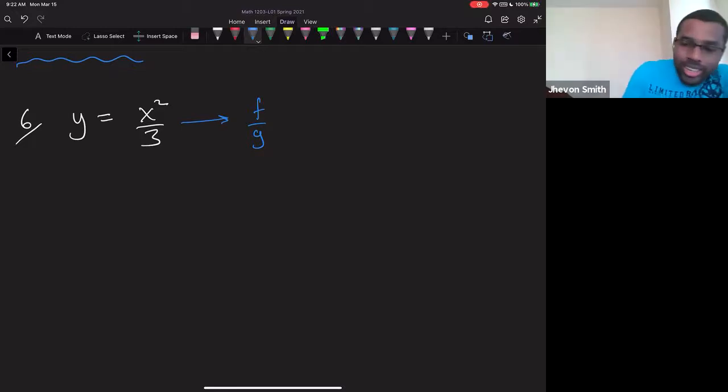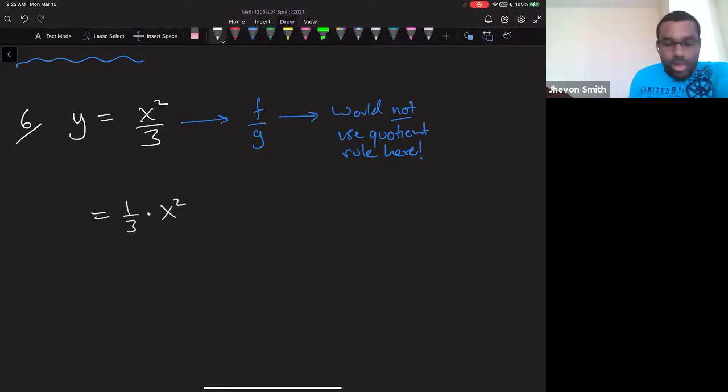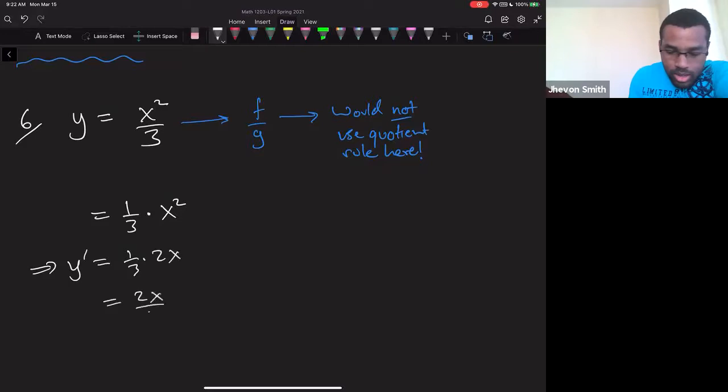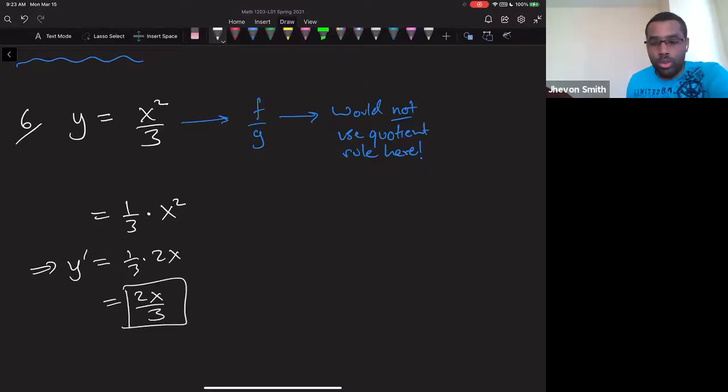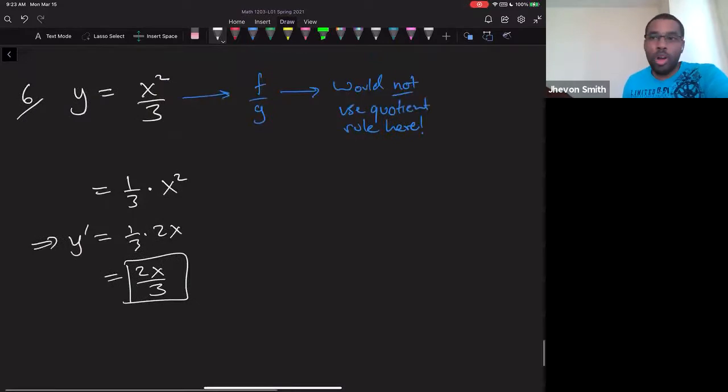So I could actually, I would not use quotient rule here. Let's go back to that lower level rule. I would think of this as 1/3 times x squared, and then just differentiate that. Right? I didn't need a quotient rule. Now, let me tell you why. Even in this problem, which seems very simple, students make a mistake on something like this all the time.